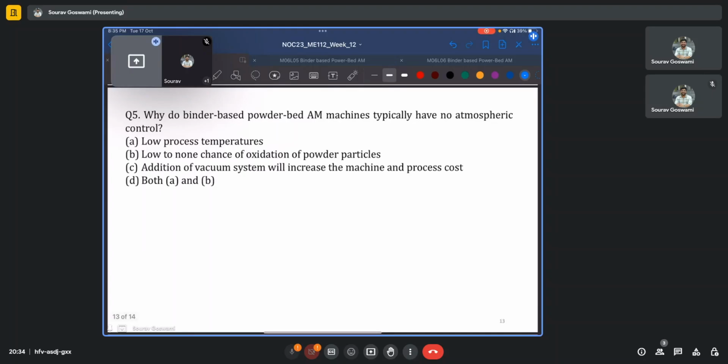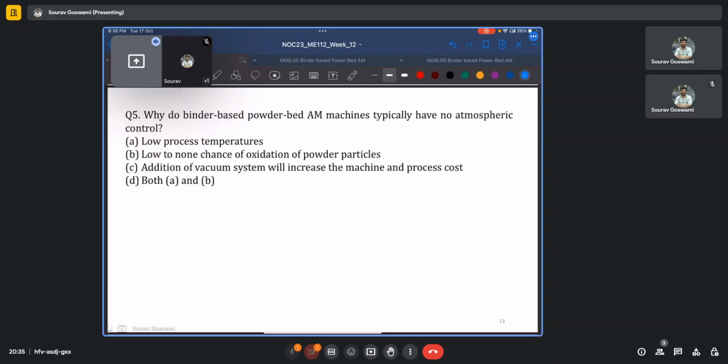The next question is asking, why do binder-based powder bed AM processes typically have no atmospheric control? Is it because of the low process temperatures? Is it because of the low to none chance of oxidation of the powder particles? Is it because the addition of a vacuum system will increase the machine and the process cost? So let us examine all of these options in great detail.